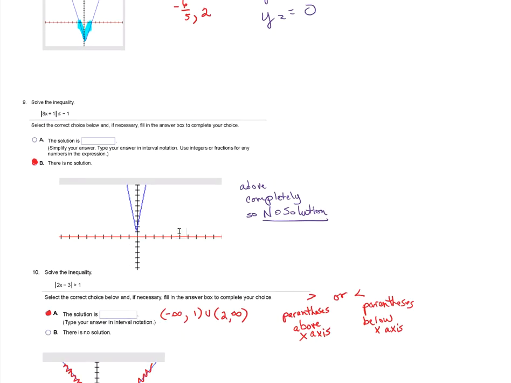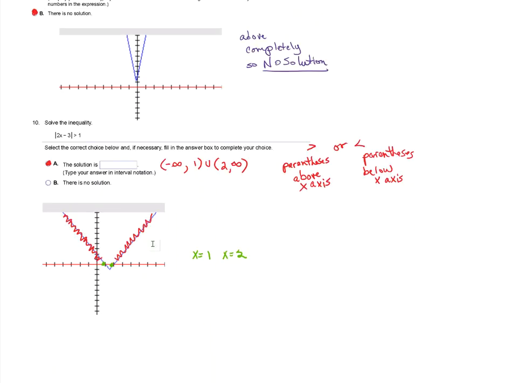Number 9. Now number 9, again, you don't have to go through the graph because it's saying this thing is less than or equal to -1. And it's above completely. But you could do a graph and see it, but it's not touching anywhere down here. So there is no solution where this is below -1. Okay. Number 10.